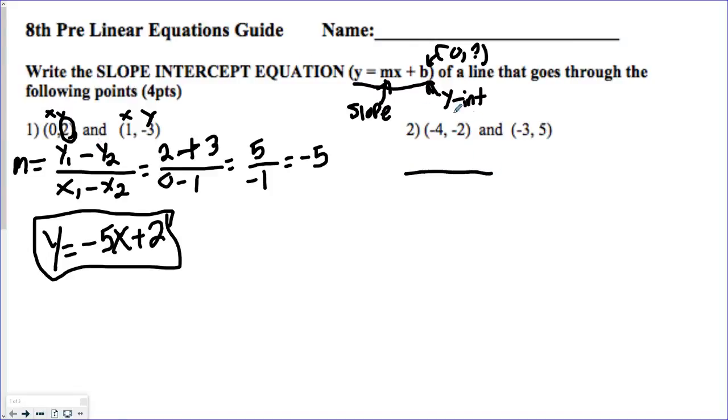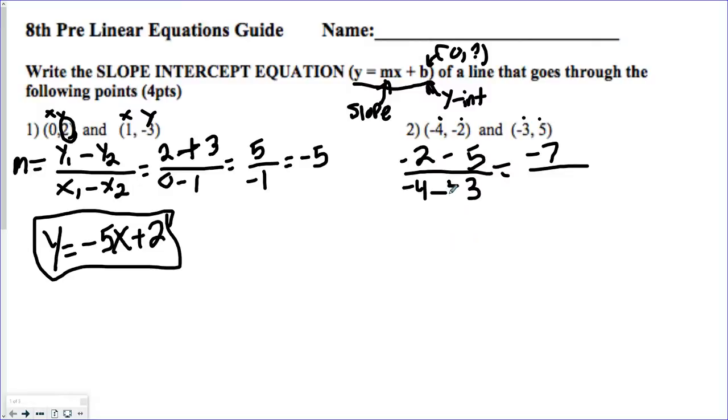Let's set up our fraction. Again, we're going to go y's on top and x's on bottom, so -2 and 5. So -2 minus 5, those are my y's, and -4 and -3. So -4 and -3, so minus -3. And then we're going to subtract, so -2 minus 5. So I lose 2, and then I lose 5 more, so I've lost 7.